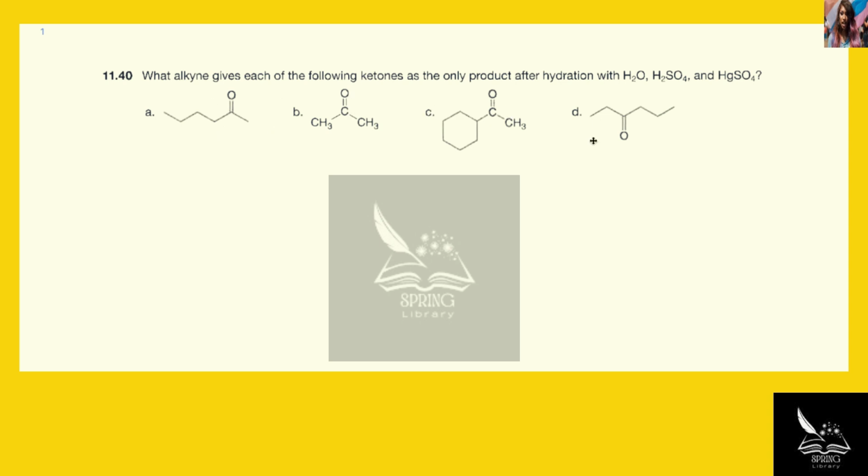Hello everyone, today we're doing chapter 11, problem 40, and this problem gives us the products of various chemical reactions and asks us what alkyne starting material will give the following ketones after we do a hydration reaction with water, a strong acid, and mercury. So this is retrosynthesis. Let's start with A.